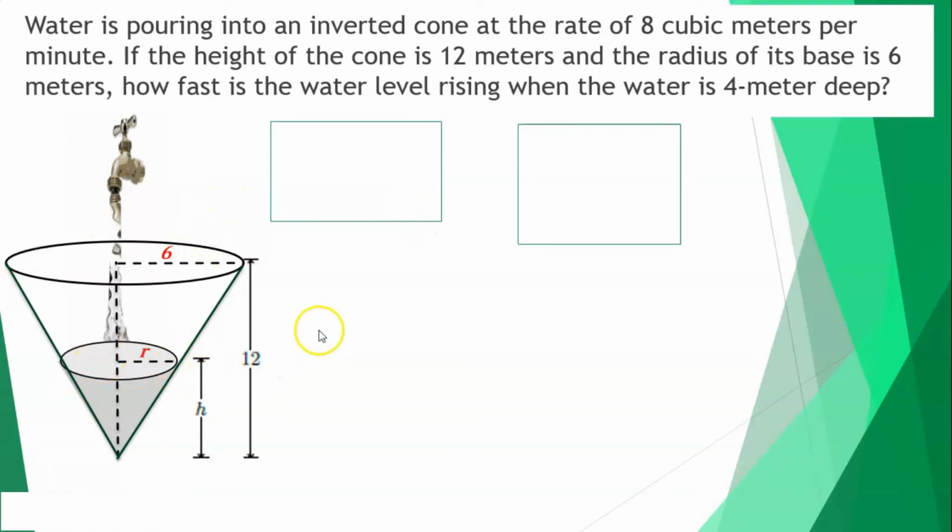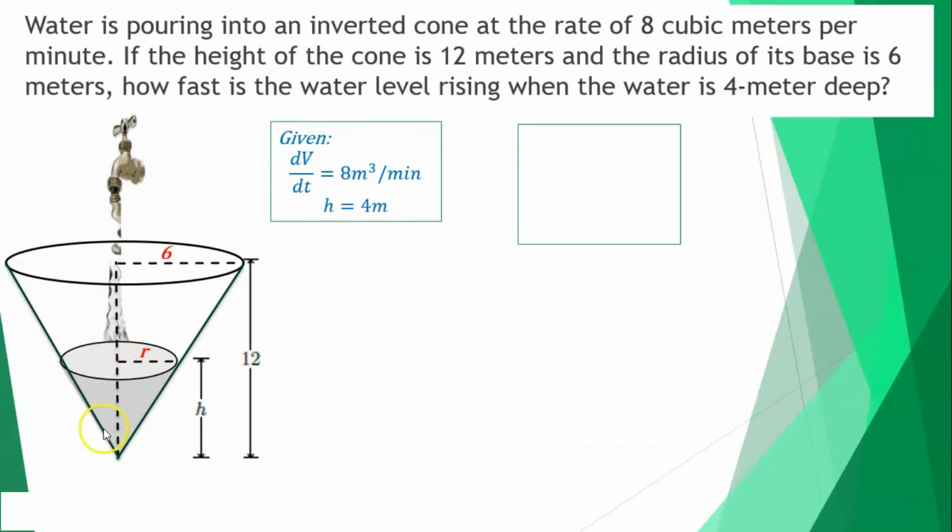So the given here, which are not in the figure, we have 8 cubic meters per minute. That's dV/dt, the change in the volume with respect to time. It is positive because over time it will increase. Then another is the height here, which is 4 meters.